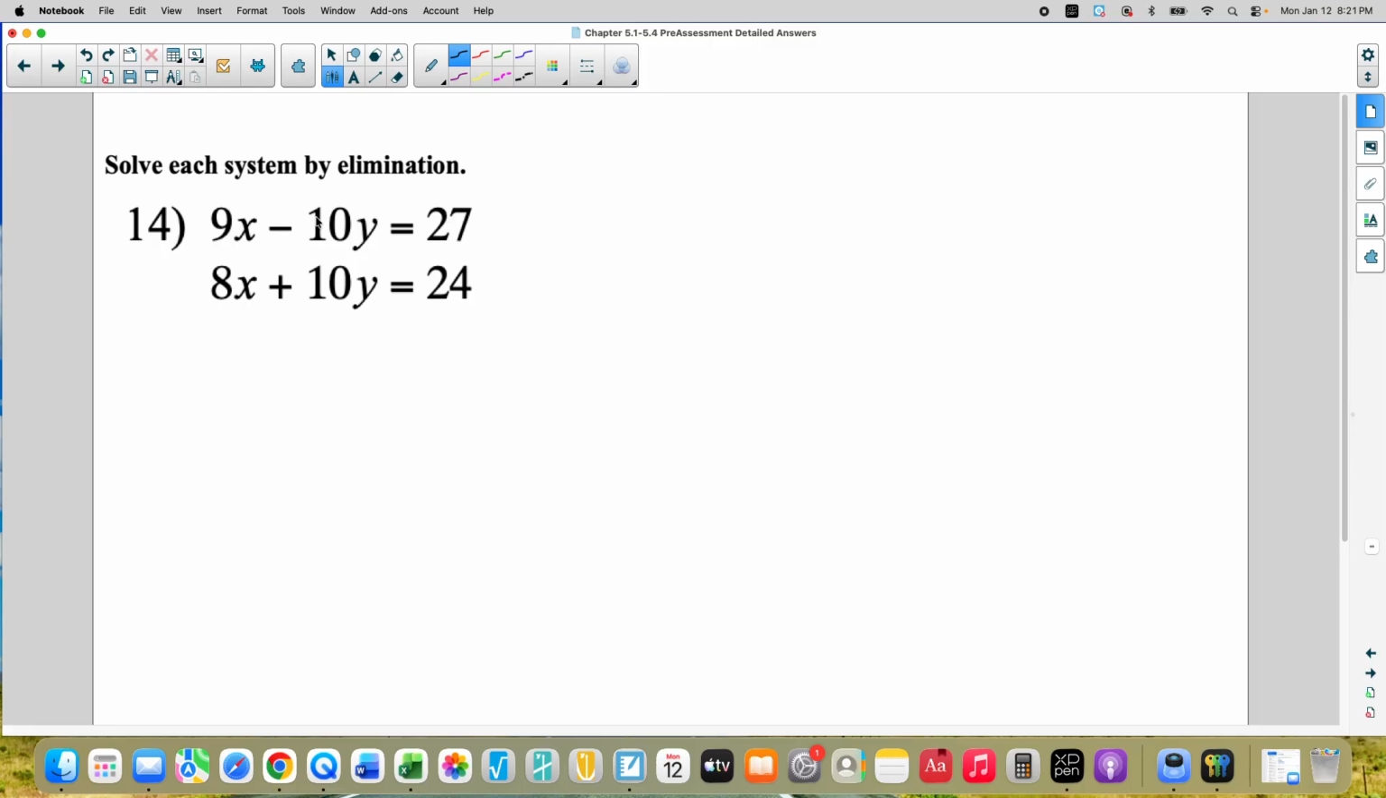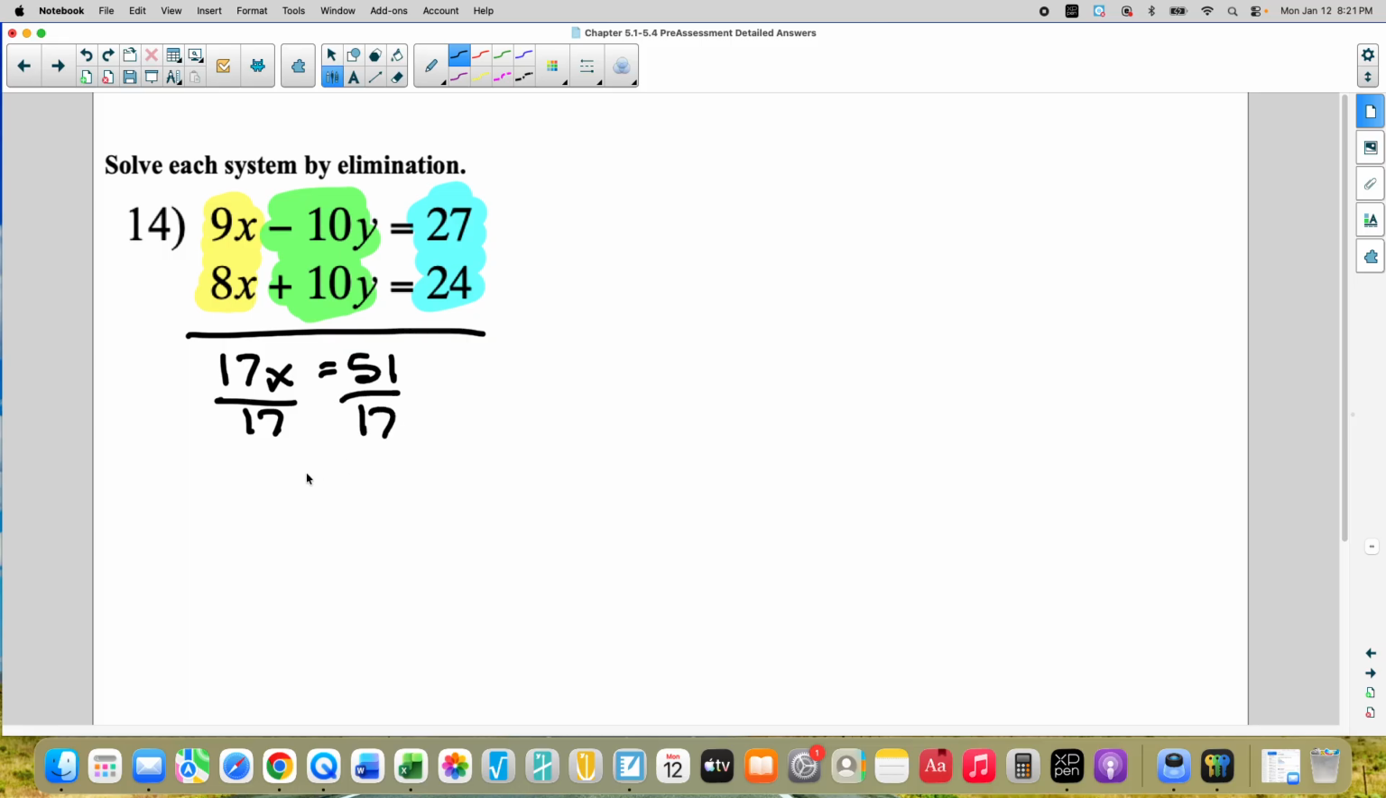Elimination, does it work for elimination? Yeah. Notice the y's, they have opposite coefficients. So if they have opposite coefficients, I know that that's going to get rid of one of the variables. And when I can eliminate one of the variables, I can solve for the other variable. So that gives me 17x. These cancel, equal 51. Let's divide by 17. X equals 3.